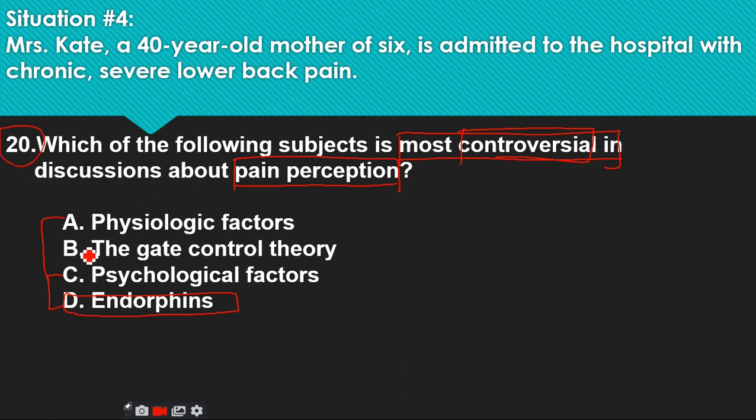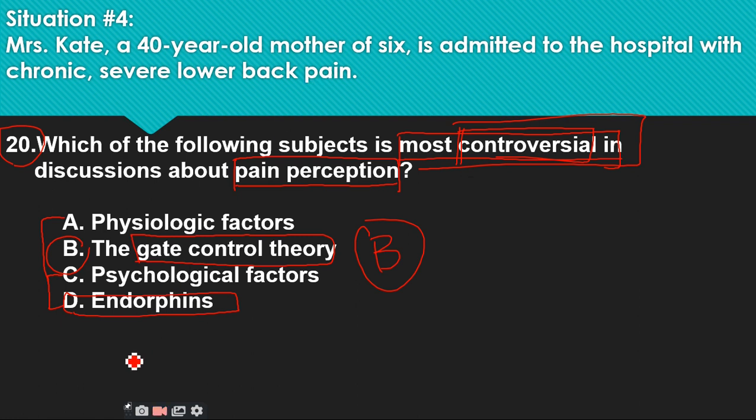So the best answer for number 20 is letter B, because in your gate control theory, the patient here has to be subjected to a clinical study. Therefore, it is going to be a controversial discussion because, of course, it involves humans as subjects for research. So in that case, the best answer is the gate control theory.